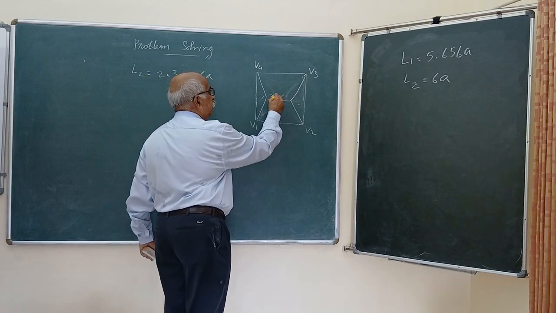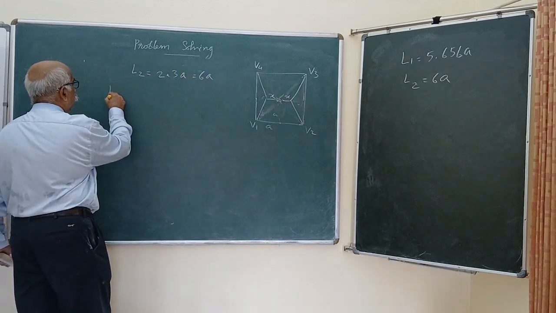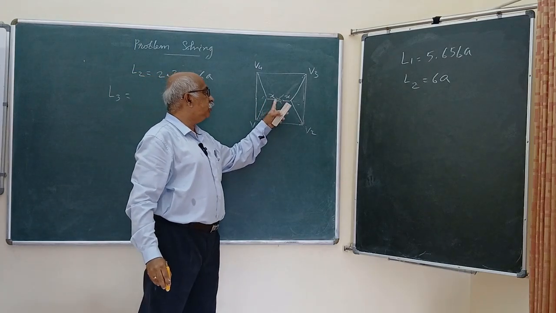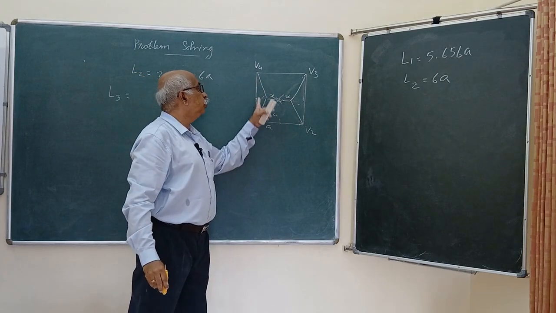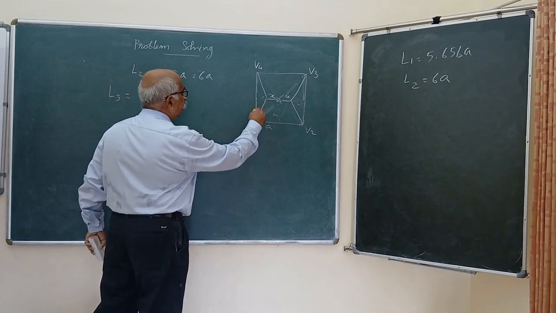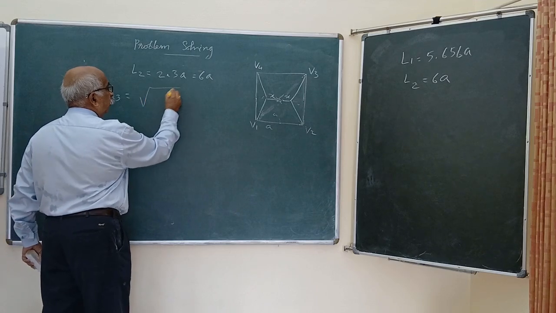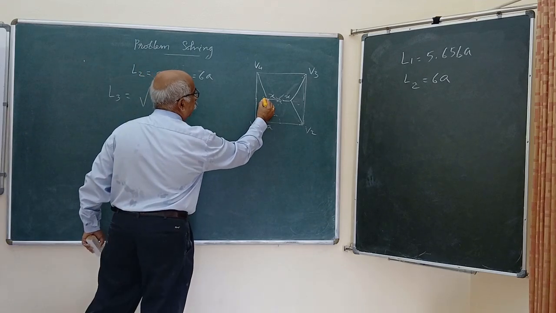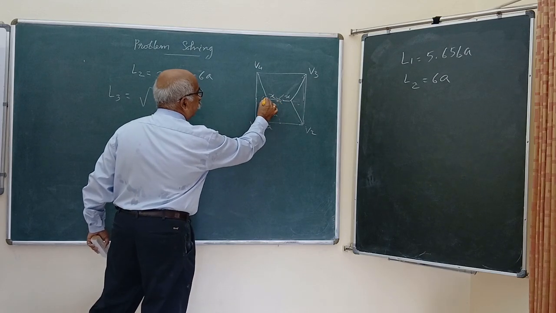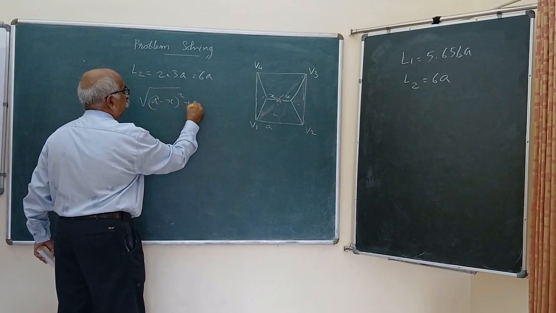Let this distance be x. L3, the partial sharing. Only this much distance is shared between the two villages. We can calculate the distances here. This is the square root of... This distance is a minus x, this is a. This being x, this is a minus x. So the hypotenuse is the square root of (a minus x) square plus a square.